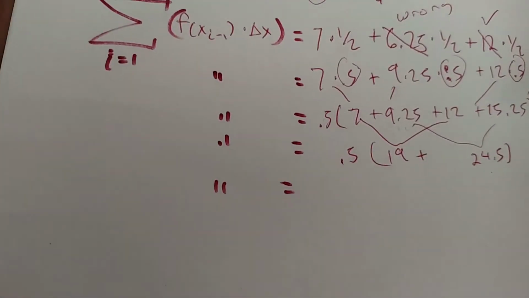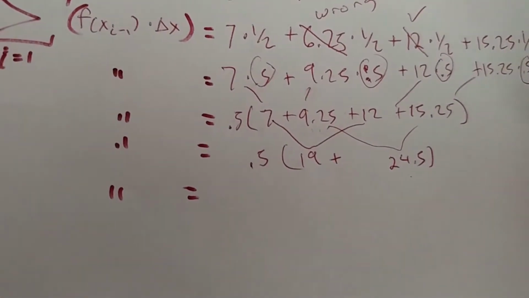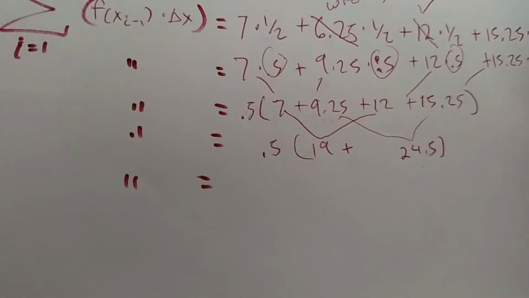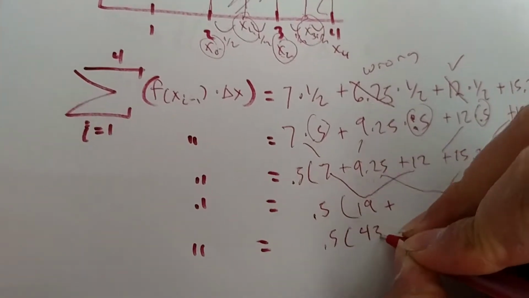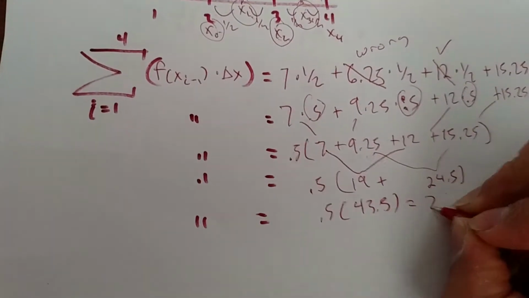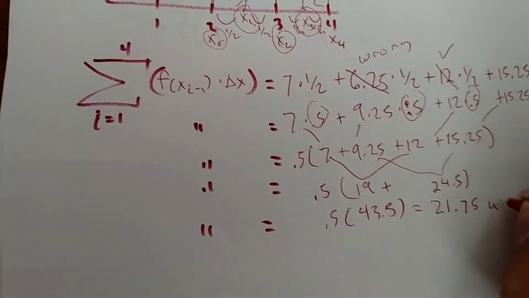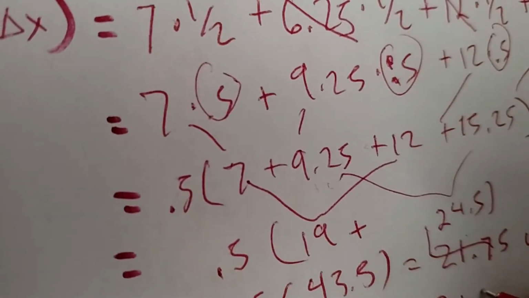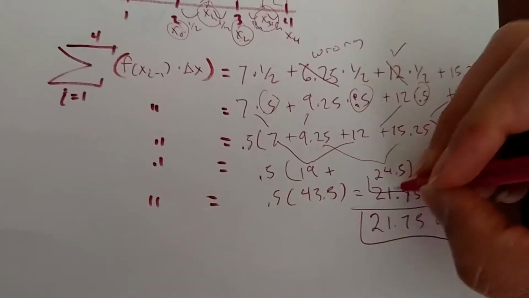So 19 plus 24 is 43, so 33.5, 43.5. And half of that is equal to 21.75 units squared. Oops, I just marked through my answer. There we go. Much better. Mark all the way through it. All right, so hopefully this helps with your LRAM. All right, moving on.